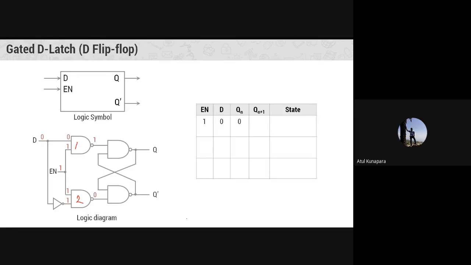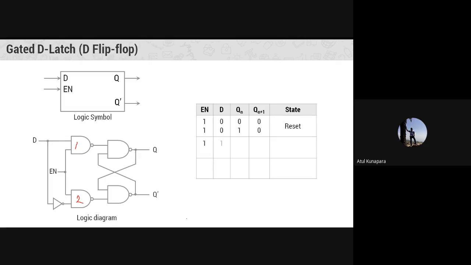If your Qn is equal to 0, it will keep your output equal to 0, so there is no change, you can see. When the data input is 0 and your Qn is equal to 1, then it will give you output Qn plus 1 equal to 0. So that is what gives you the reset condition. It means when data input is 0, it will give you the output state of the latch to be 0. That means it will reset it.